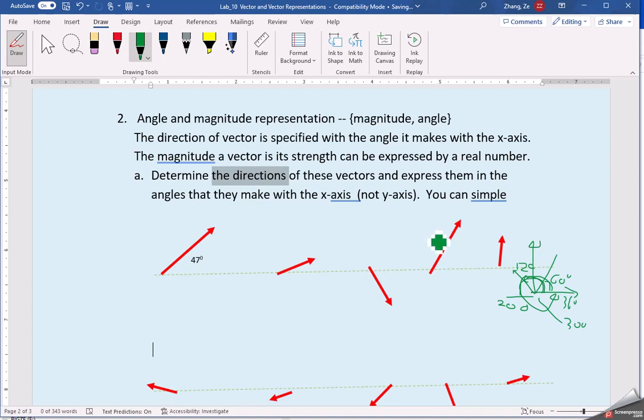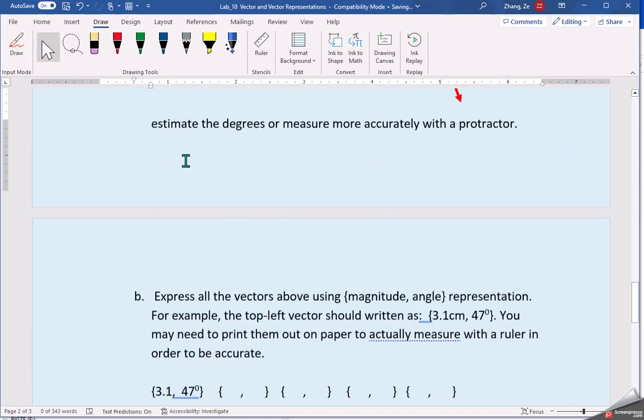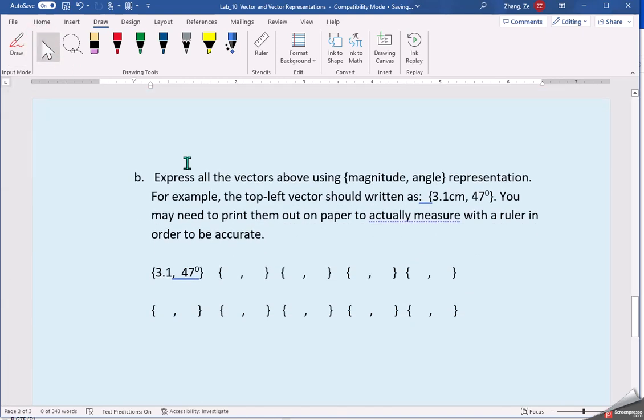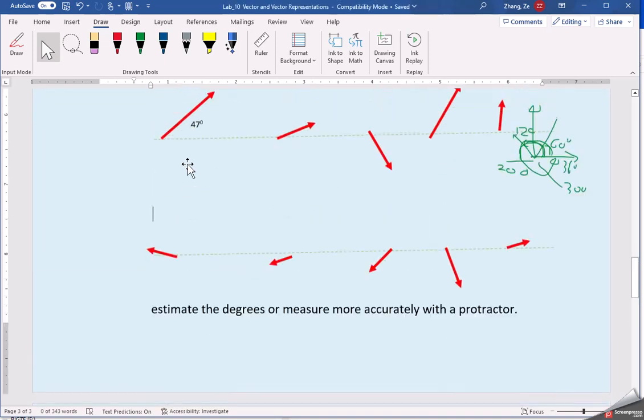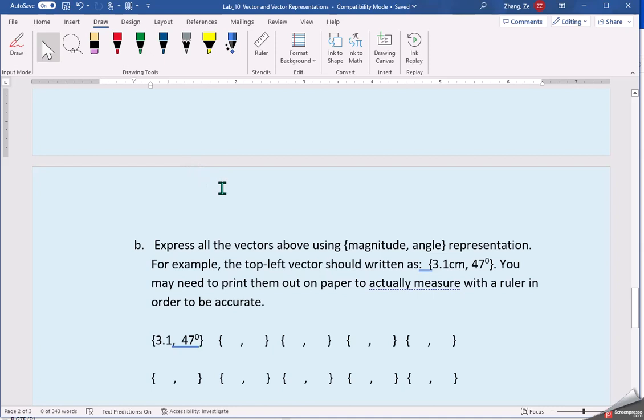By the way, to hand in, you have to put it in a nicely written Word document. Don't send me that. You need to submit a nicely written lab report. Once you do that, and you have the degrees for all the vectors in here, at the same time you measure the magnitude and angle and put them in this format.